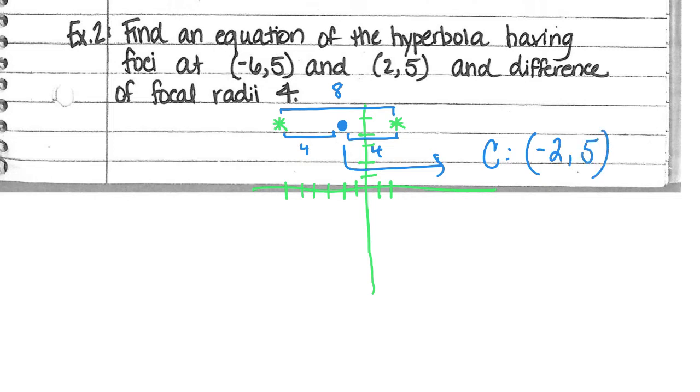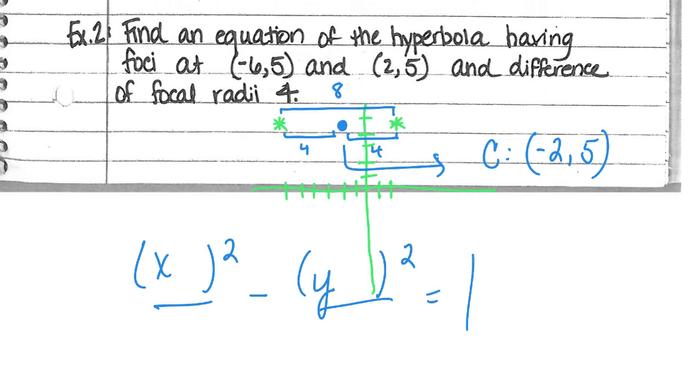I also know that this is going to be graphed on the x-axis because the foci are hugged by the hyperbolas. So I already know that I have an x squared minus a y squared, and it's equal to 1. Because of these two numbers, negative 2, I'm going to put the opposite inside. Positive 5, I'm going to put the opposite inside.